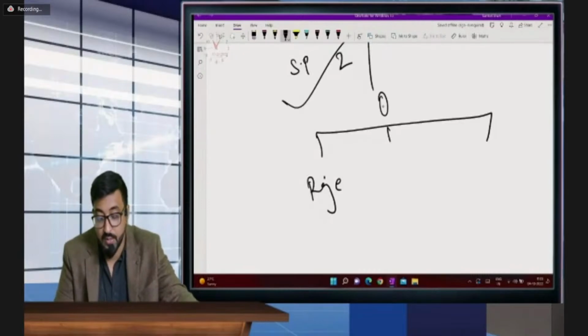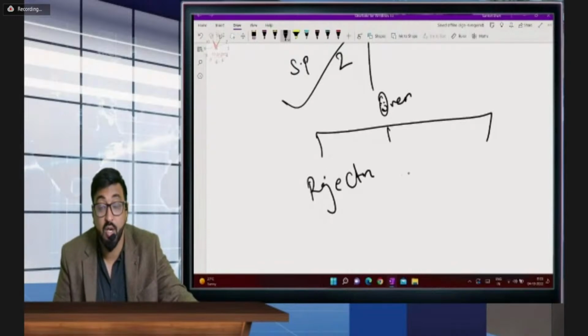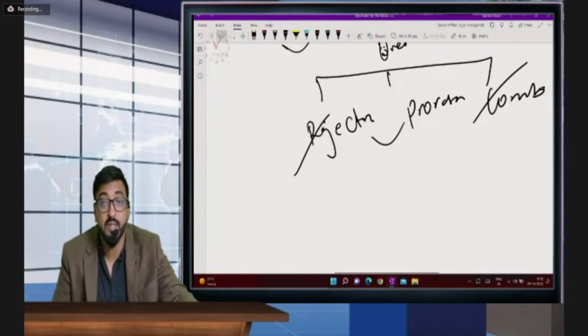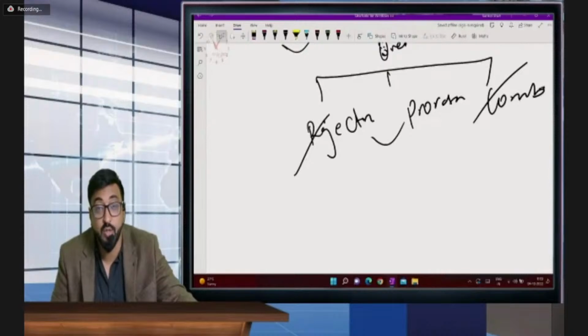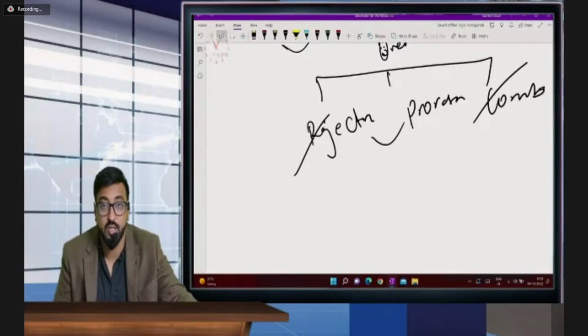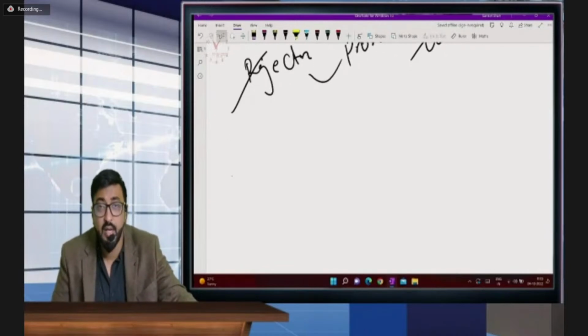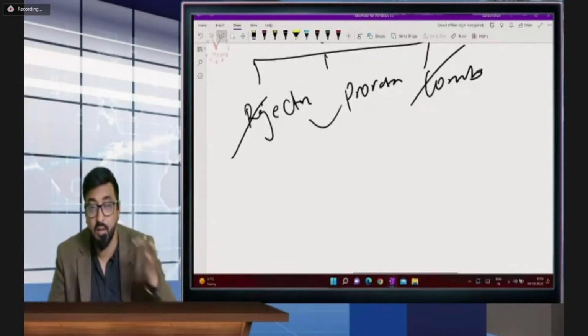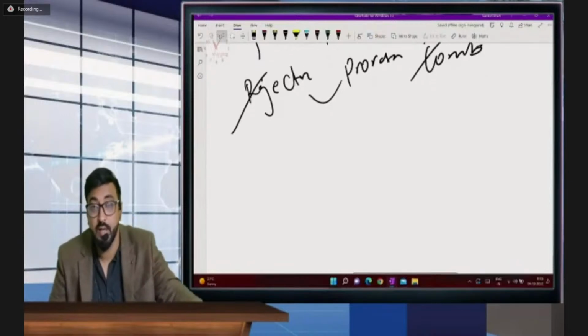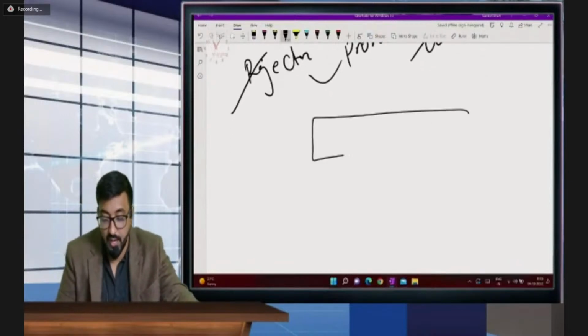Second one, if over subscription is there, in that case the first option is rejection. Second option is pro rata, and third option is a combination of these. So this is called as over subscription. Over subscription means suppose you issued 10,000 shares and applied is 12,000 shares. Now friends, in case of over subscription, what is the meaning? You must have understood over subscription.